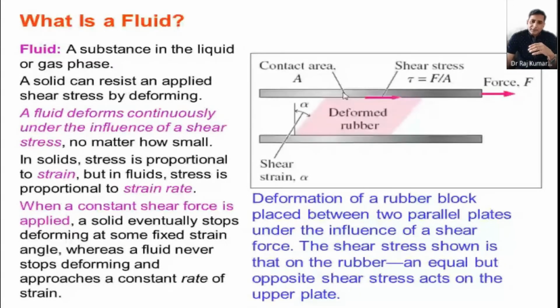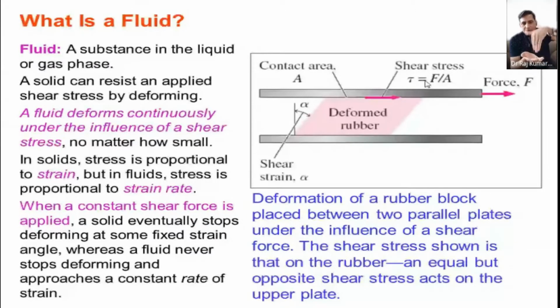Now once you have this total force parallel to the surface divided by the area of the surface, it is treated as shear stress because it works in a tangential direction. So a tangential force is called a shear force, and that force divided by the area on which it acts will give you the term shear stress.